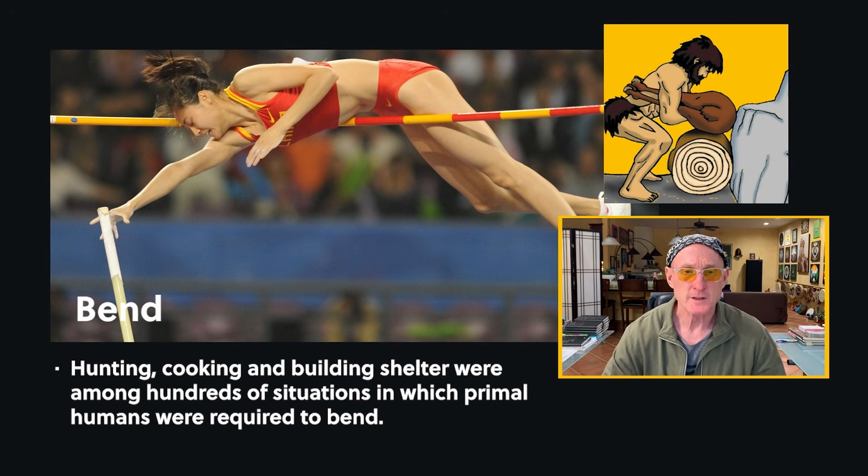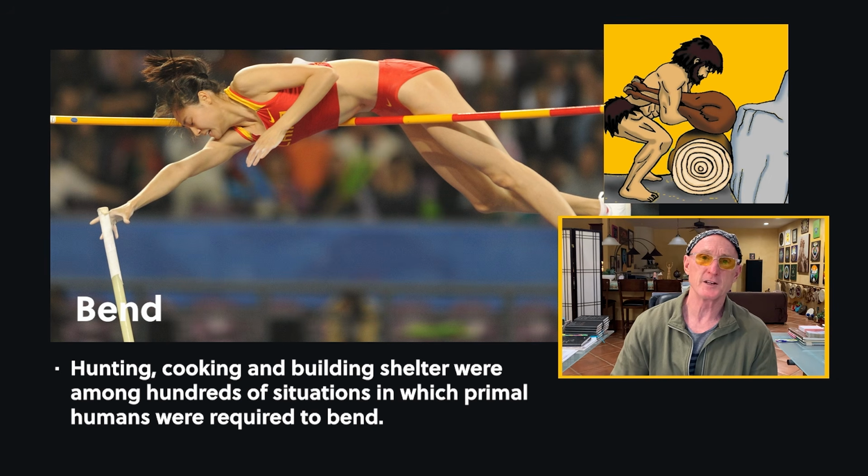We had to bend, and we bend all the time, and bending and picking up a load is probably the most common way people injure their backs, especially if they twist, such as reaching across your body to grab a suitcase off a conveyor belt at an airport. I've had piles of people injure themselves that way. So the bend pattern relates to anything where we bend our body and our spine, such as hunting, cooking, building shelter, and the many other situations in which we have to bend. Here you can see an athlete bending herself over the high bar.